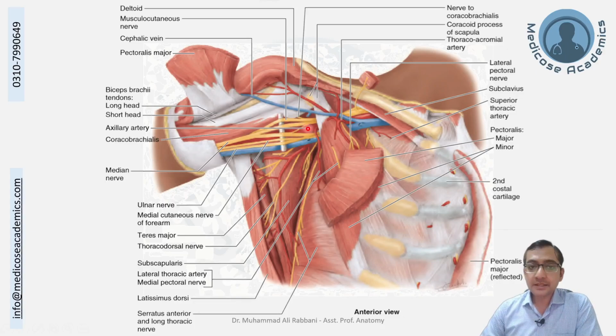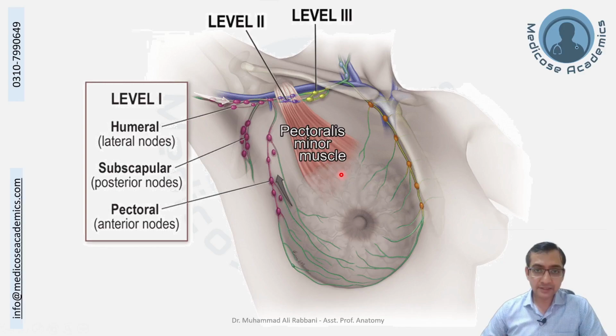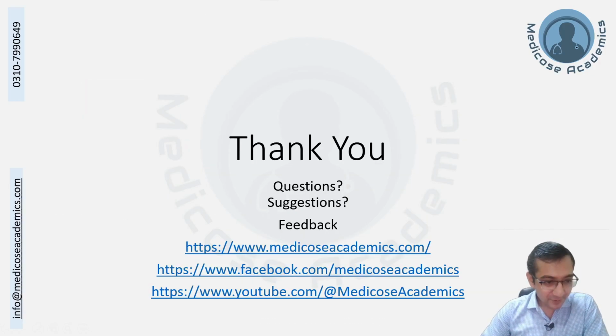Similarly, there is the lateral thoracic artery coming from the lateral aspect of pec minor, and then the axillary lymph nodes are given levels based on that. The ones that are before pec minor are level 1, including humeral, subscapular, and pectoral nodes. Then there is level 2 and level 3, depending on the nodes that are behind and beyond the pec minor muscle. So pec minor has a very important function as a landmark.